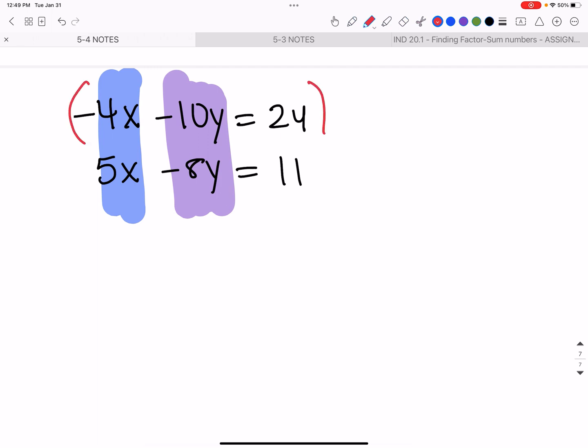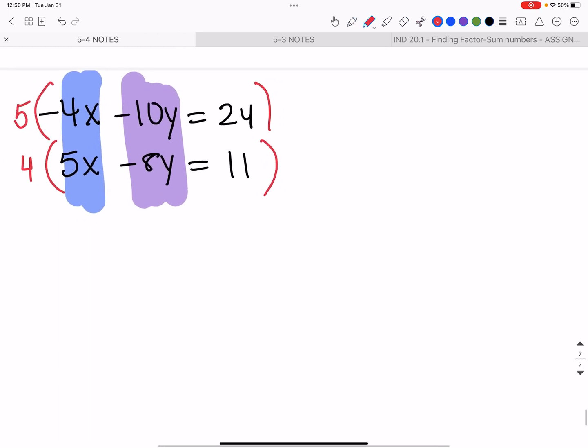So when you have that, you put parentheses around both. Remember, you need your signs to be different. And I already have a -4 and a positive 5. So I'm going to use those as the ones I'm going to eliminate. And so I'm going to take my x's, and I'm going to put this 5 up here. And then I'm going to take this 4 and I'm going to write it down here. So I'm going to crisscross the coefficients. I'm going to put a 5 here and a 4 here.